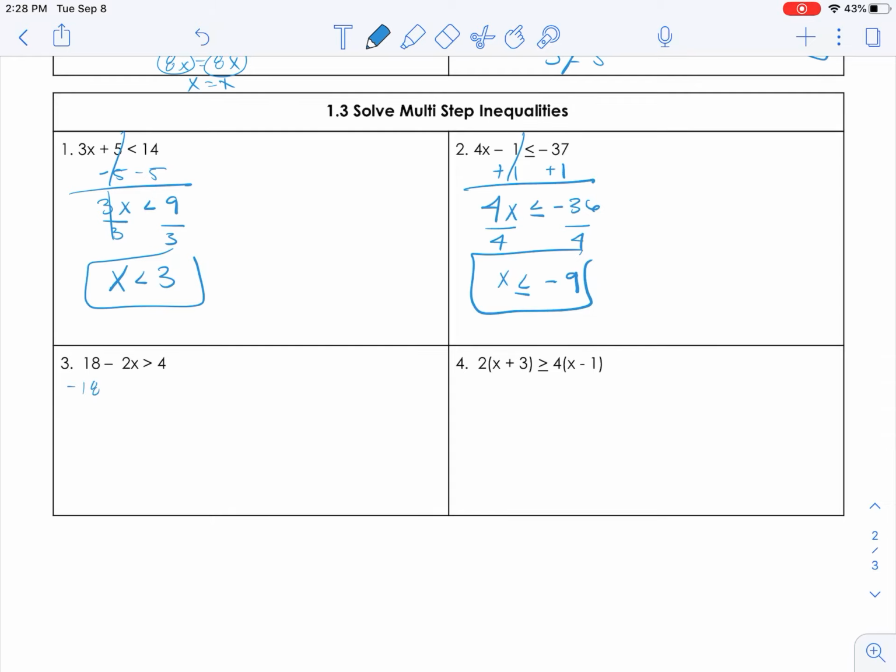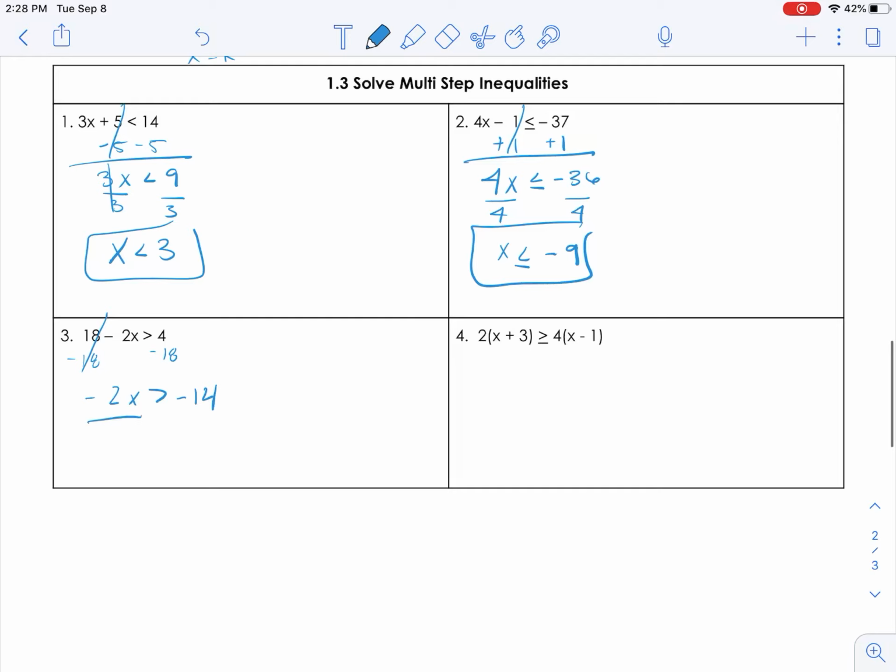Number 3, we're going to subtract our 18 over. And 4 minus 18 is going to give us negative 16. Negative 14. So we've got negative 2x is greater than negative 14. Sorry, 4 minus 18 is negative 14. And then we're going to divide by negative 2 on both sides. And we divide by a negative, so we've got to flip our sign. So now it's going to be x is less than positive 7. Ooh, that was a good box.